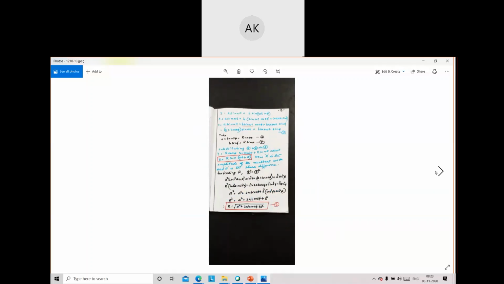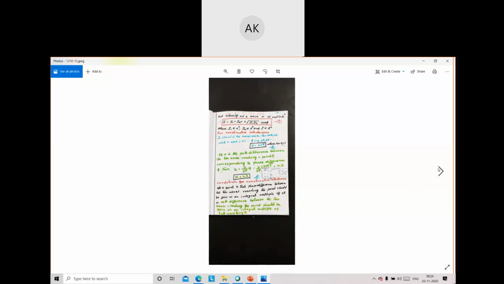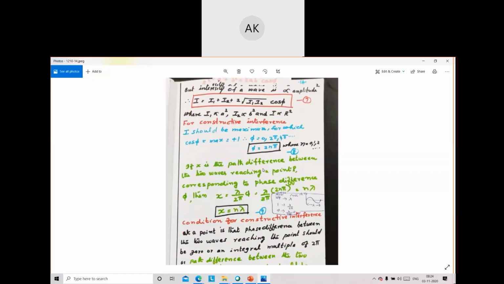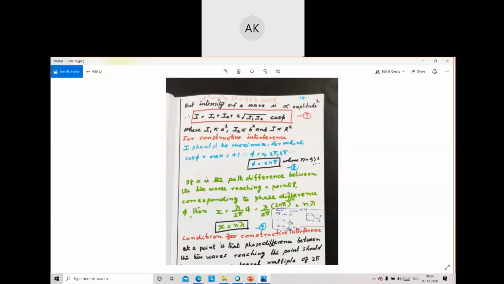Condition for constructive and destructive interference. This is what we did last time. R, the amplitude of the resultant wave, is equal to the root of a square plus b square plus 2ab cos phi. That is what we got last class. Then R square equals a square plus b square plus 2ab cos phi, we got.